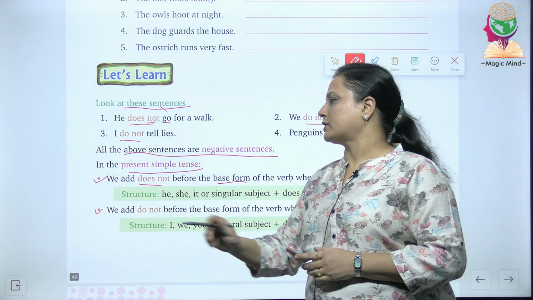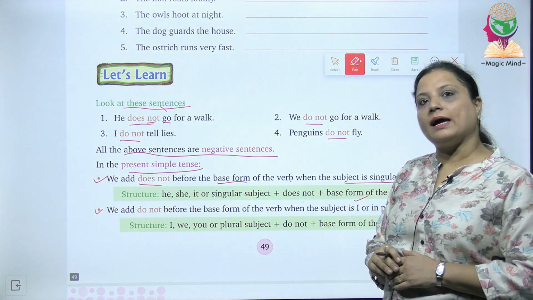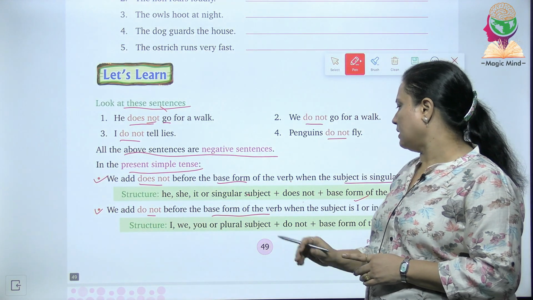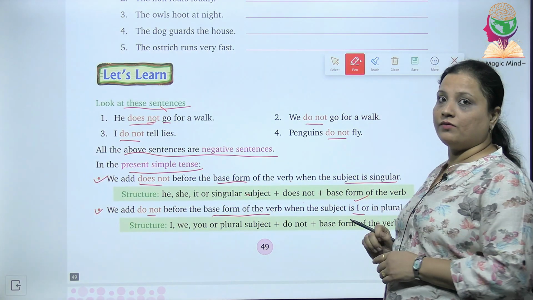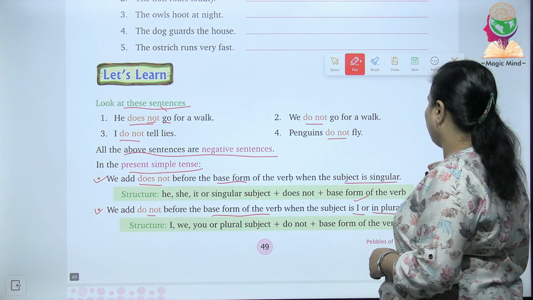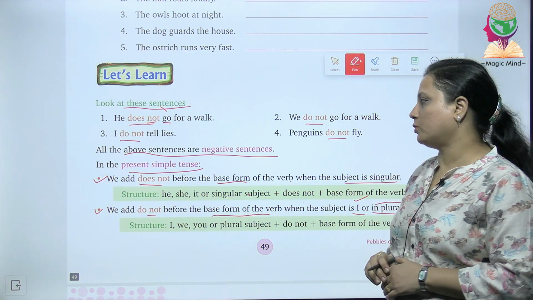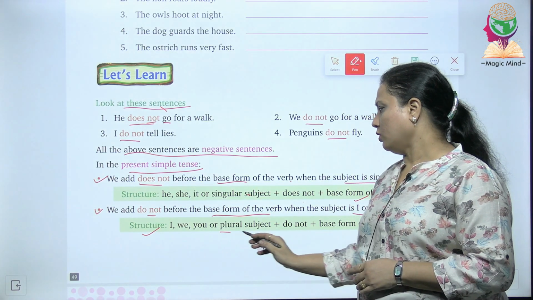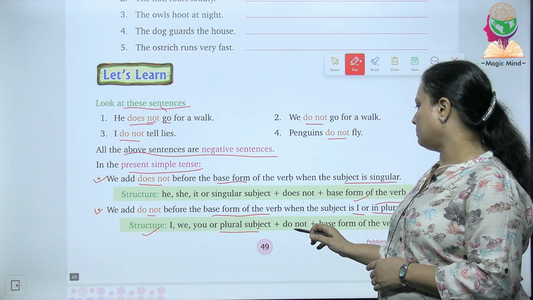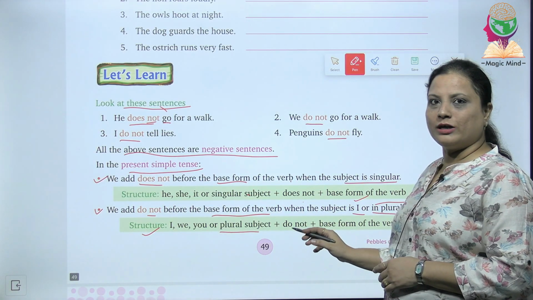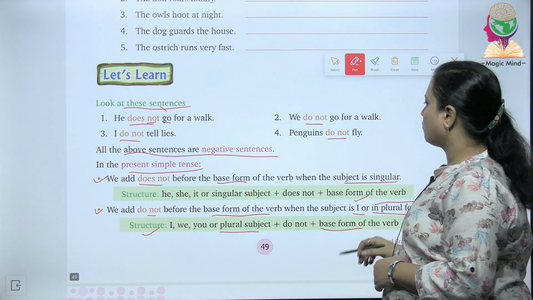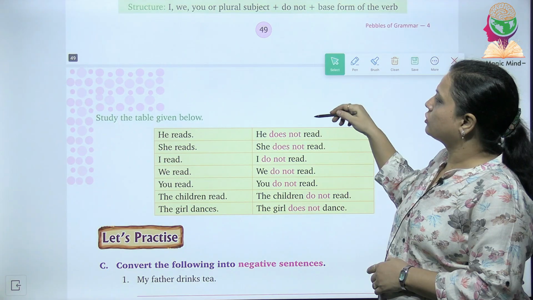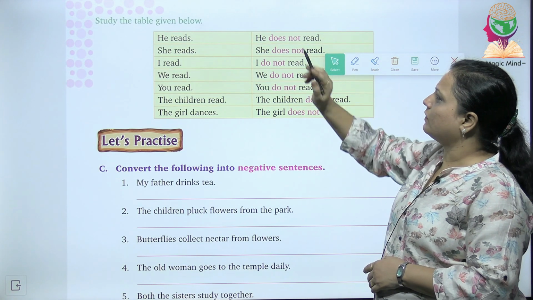Then the second rule says we add do not. When do we add do not? We add do not before the base form of the verb again when the subject is I, we or plural form या फिर plural form जब होगी. The structure will be I, we, you or plural subject. Along with that we'll add do not before what? Before the base form of the verb. So we have studied the rules also. Now let's study it through the given table.